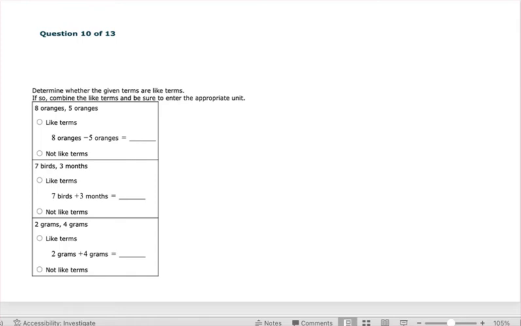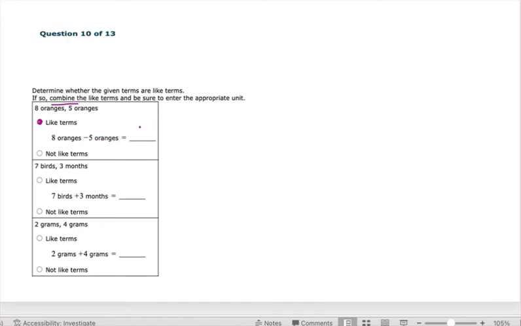Number 10, determine whether the given terms are like terms. If so, combine the like terms and be sure to enter the appropriate unit. Okay, 8 oranges and 5 oranges. They're both oranges, so they're like terms, okay? And it says combine the like terms, so we're subtracting, okay? Because they're like terms, we can do subtraction on them. Usually we use combine with addition, but remember, subtraction can be written as an addition, right? 8 oranges plus a negative 5 oranges.